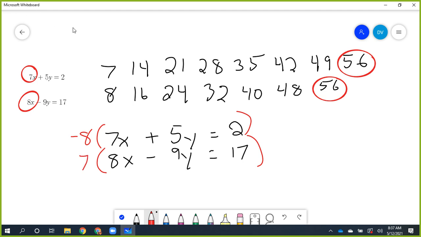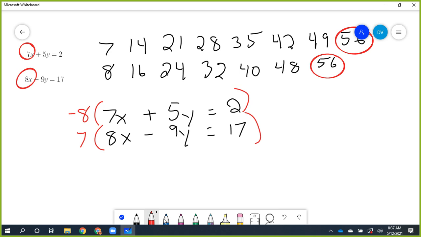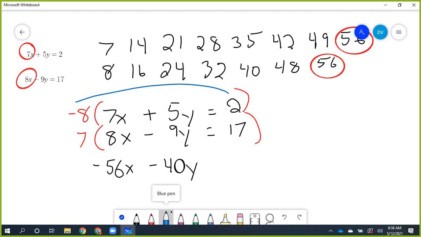And so our two equations will then become negative 8 times 7 is negative 56, negative 56x. Negative 8 times 5y is going to be negative 40y. And negative 8 times 2 is going to give us negative 16.